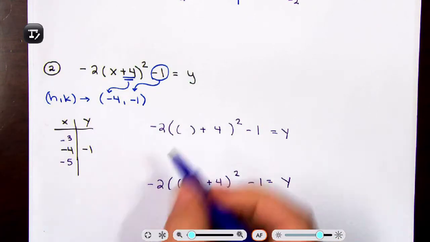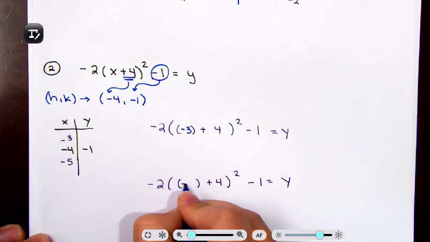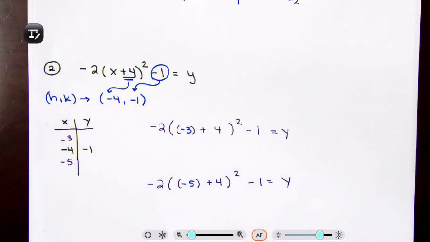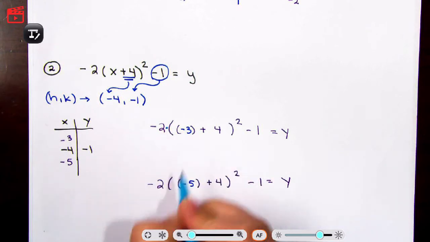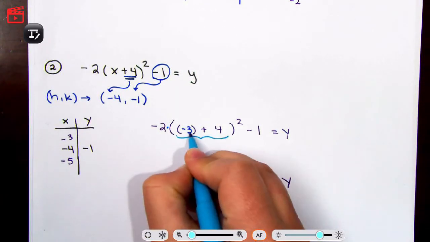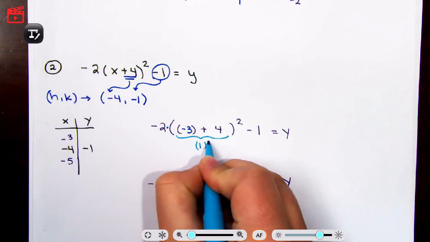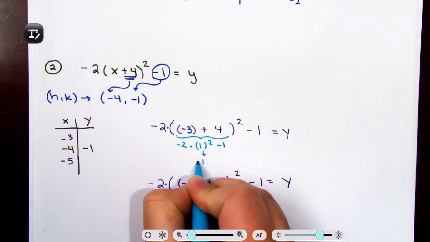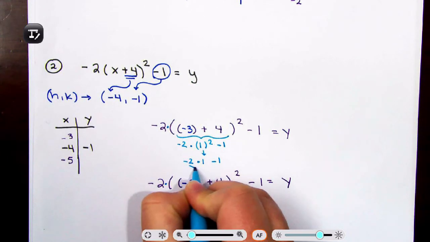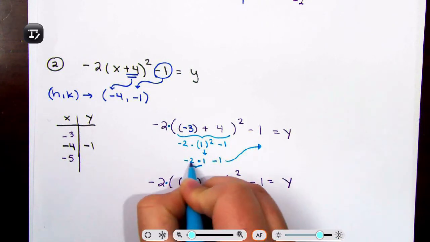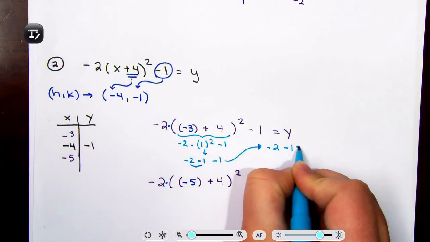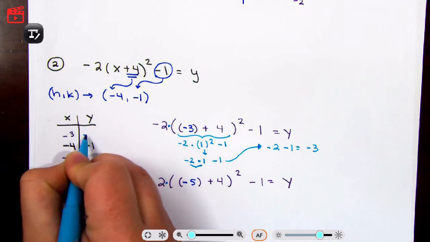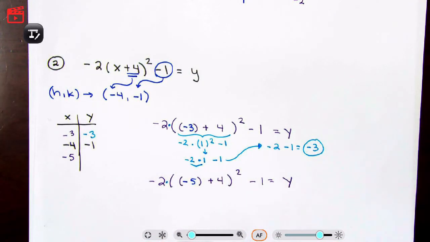So then here I'm going to replace x with -3. Here I'm going to replace x with -5. Now be careful when you're doing this. Make sure you're following the order of operations. So parentheses go first, then exponent, then multiplication, then subtraction. So this here is being multiplied. So let's do the inside first. -3 plus 4 is a 1. I have 1 squared times -2 minus 1. So this 1 squared is just 1. Remember, multiplication before subtraction. So I'm going to write it here for more space. -2 times 1 is a -2, minus 1 is a -3. So when my input was -3, my output was -3.